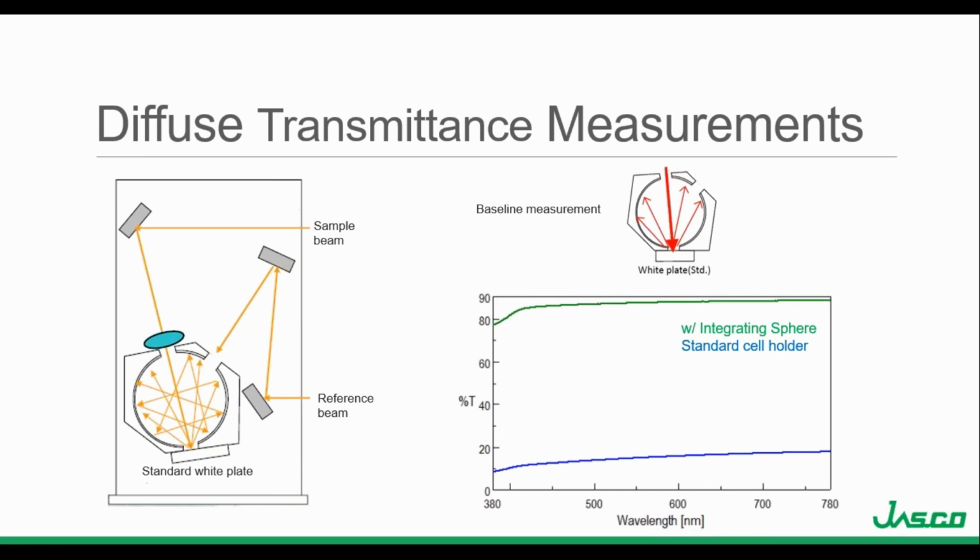The spectra on the right show the transmittance of a sample using a standard cell holder in blue compared to the spectra obtained using an integrating sphere shown in green. Since only the direct transmittance was obtained using the standard cell holder, a significant portion of the transmittance was lost without the use of an integrating sphere.